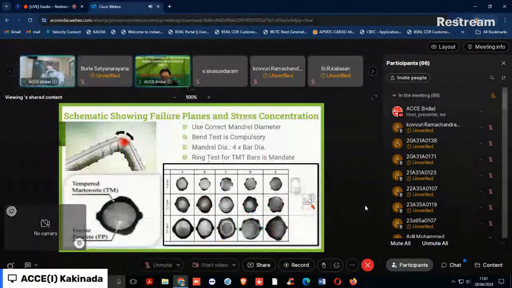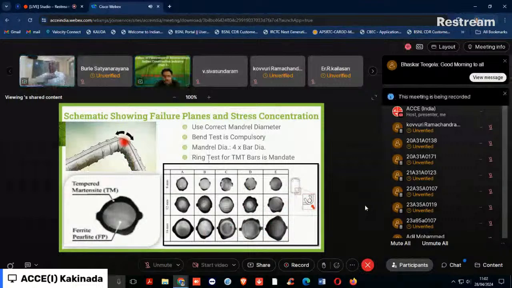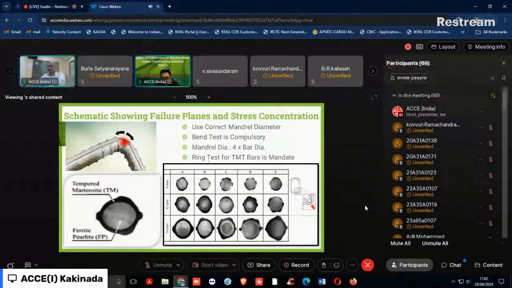Fine. Next, we are seeing what are the various detailing requirements of any reinforcement structure.